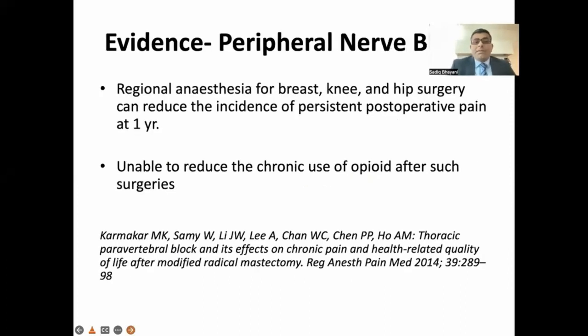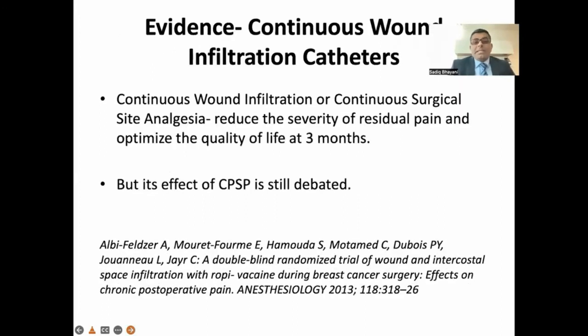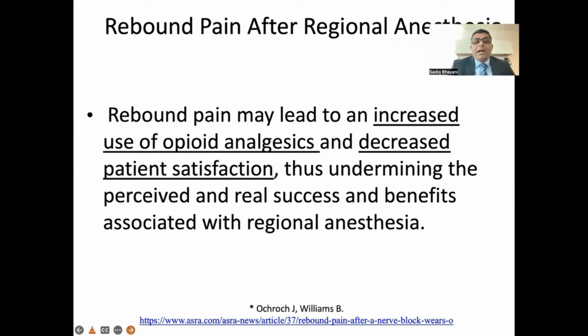Peripheral nerve blocks, regional anesthesia for breast surgery, knee surgery, hip surgery can reduce the incidence of persistent post-operative pain at 1 year. But it's unable to reduce chronic use of opiates after such surgery. So evidence is a bit contradicting. Wound infiltration catheters, whether they reduce the chronicity of pain is still debatable. And remember, when you're using regional anesthesia as a technique, you have to keep this concept in mind, which is the rebound pain after the regional anesthesia. It may lead to increased use of opiate analgesics and decreased patient satisfaction.